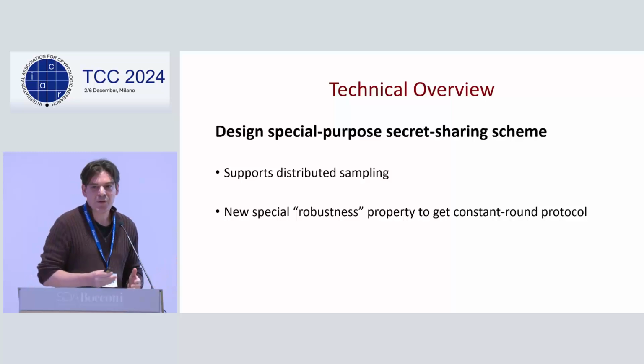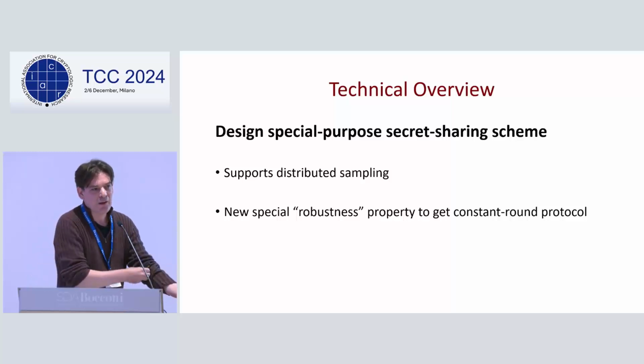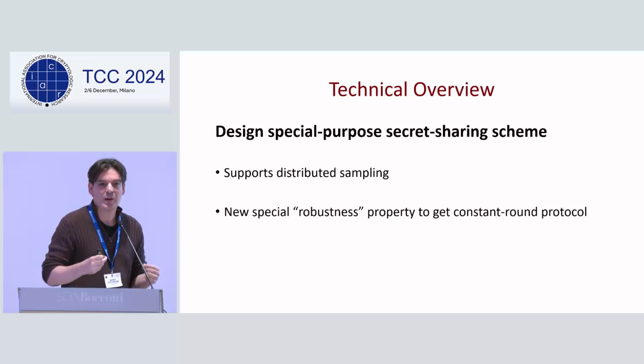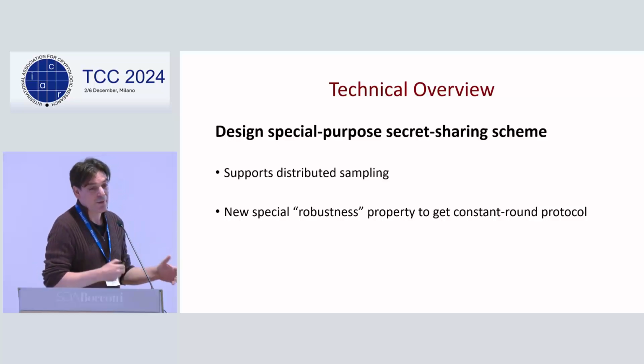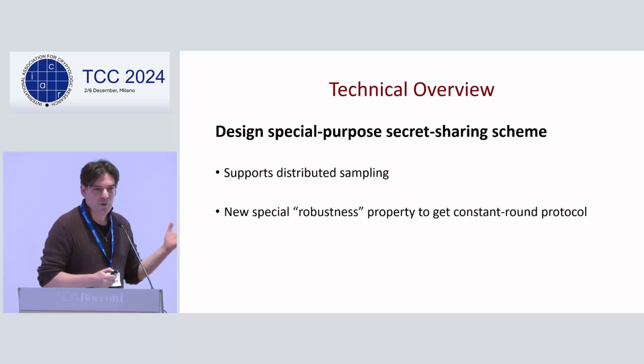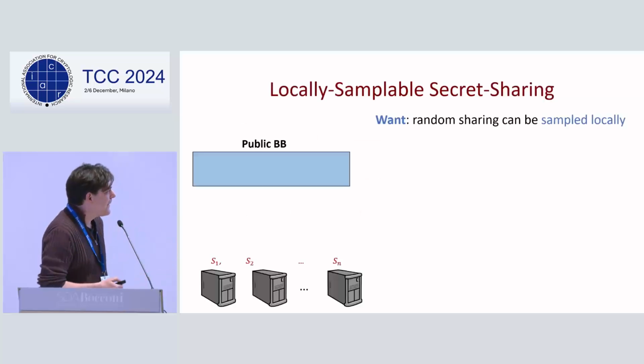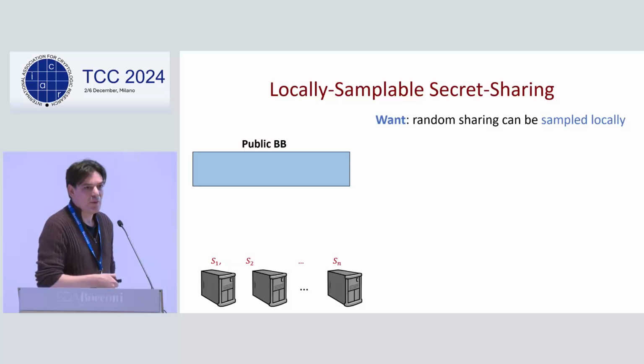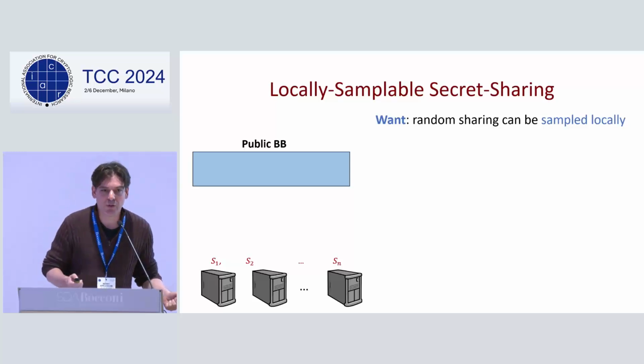Previous solutions used the Shamir secret sharing, and we're going to deviate from this approach and use a special Taylor secret sharing scheme, with some special properties that will be useful in our context. So we want to sample a random secret sharing of a random secret, and we want to do it in a communication-efficient way.